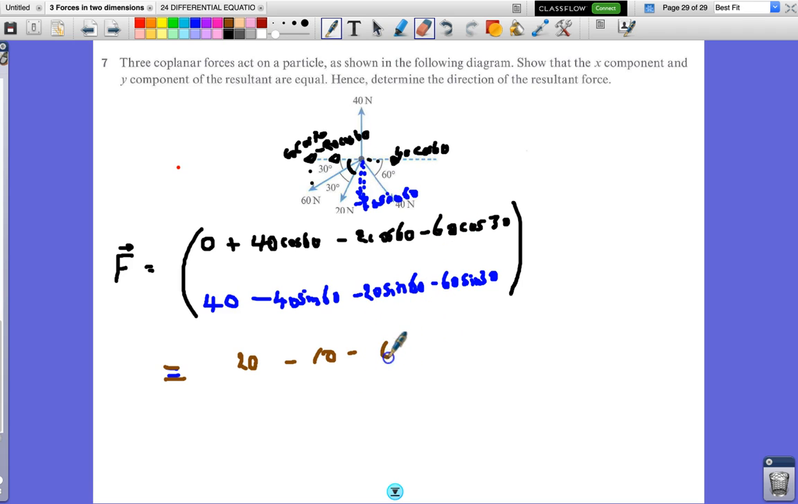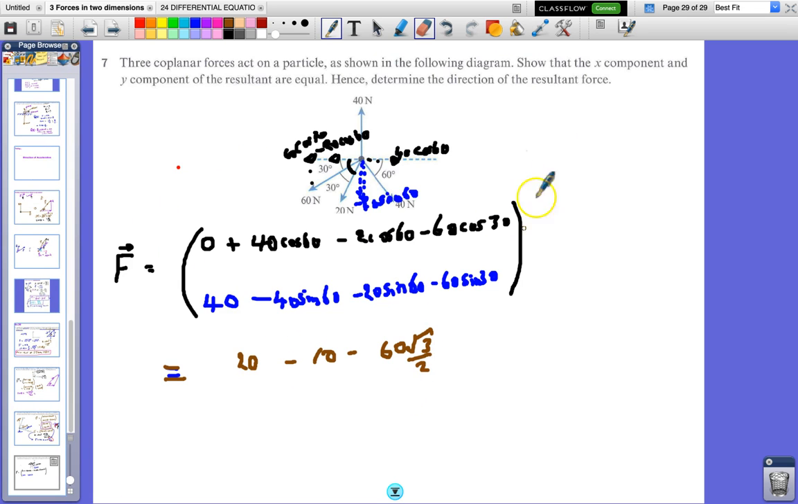So you have minus 60 root 3 over 2. And for the y component, you should have 40 sine 60, which is root 3 over 2, so minus 40 root 3 over 2, minus 20 root 3 over 2, and sine 30 is 1/2, so minus 60 times 1/2, which is 30.